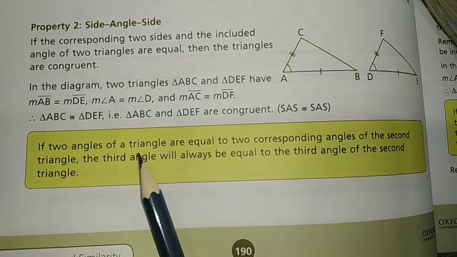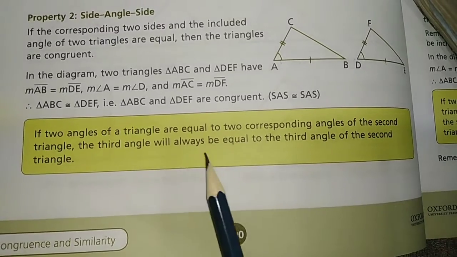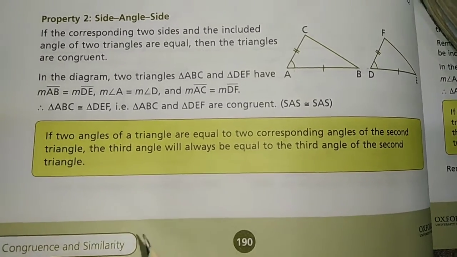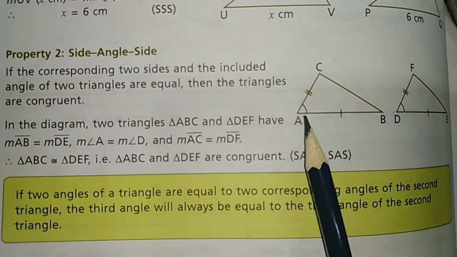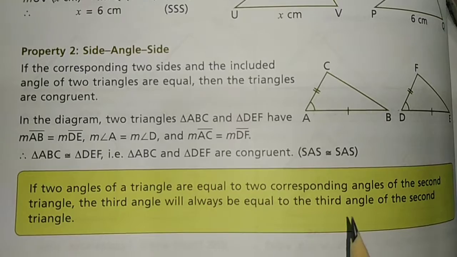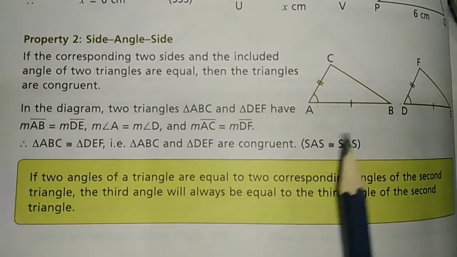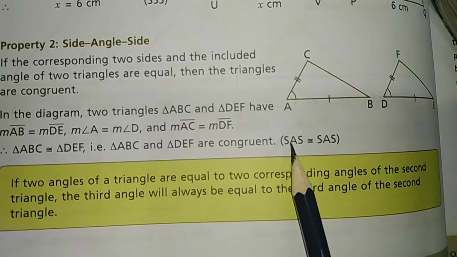So if two angles of a triangle are equal to two corresponding angles of the second triangle, the third angle will always be equal to the third angle of the second triangle. So it's not necessary to measure it, because if two sides and one angle are equal to the other triangle, then these are called congruent. And in a congruent triangle, all the sides and all the angles are equal. Triangles ABC and DEF are congruent by the property SAS.